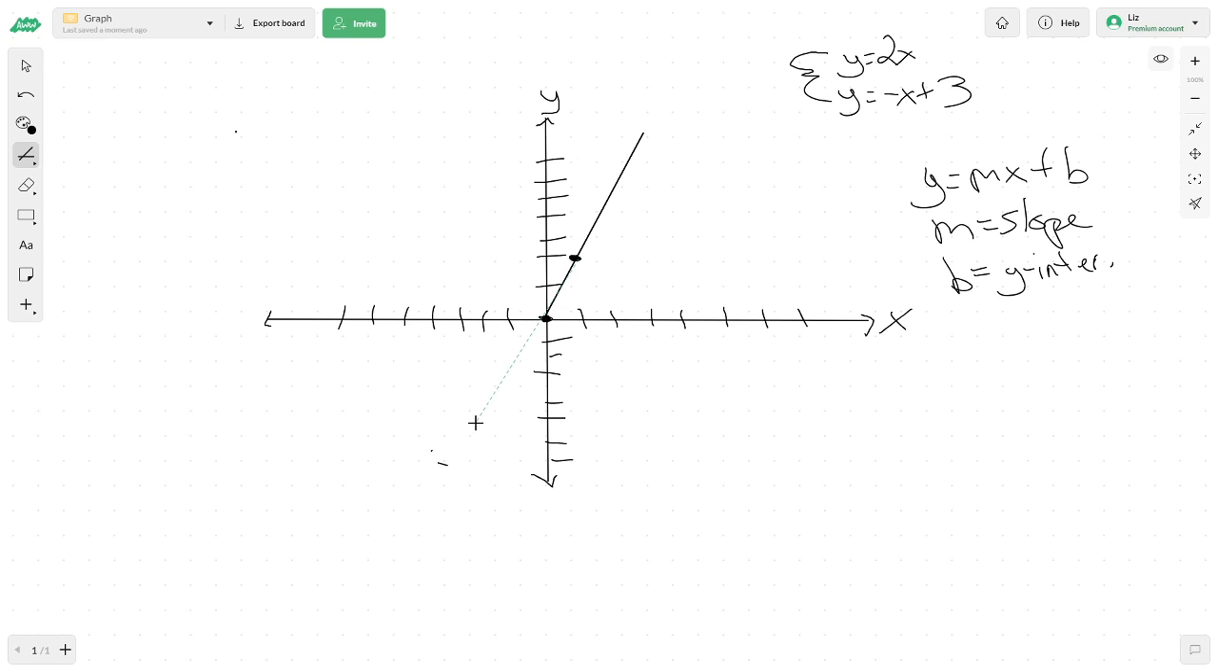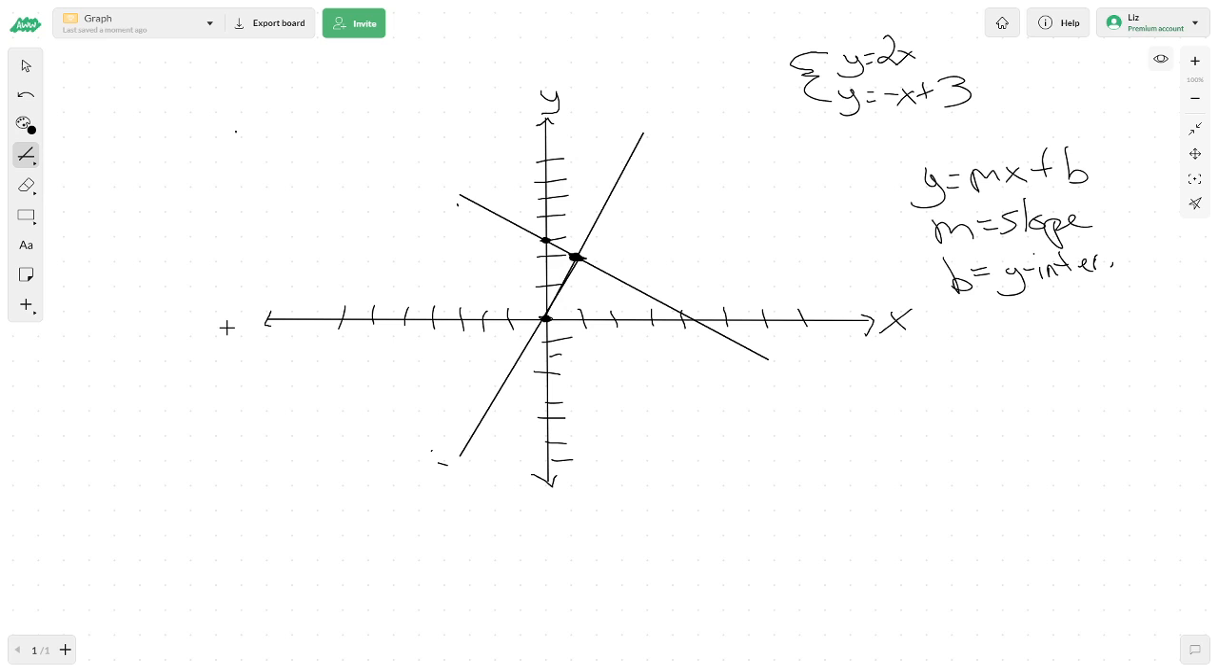All right. And then you have y equals negative x plus 3. So our y-intercept is 3. And then our slope is negative 1. So I go down 1 over 1. And I get to this point here. And that line is something like this.